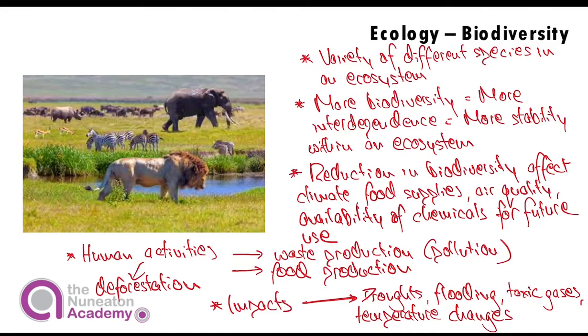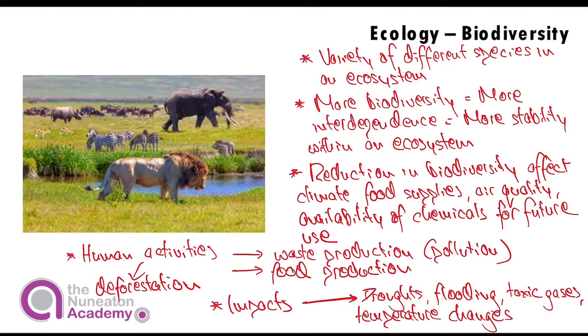Now, the reason why biodiversity is important is because if you have a greater variety of species within an ecosystem, there's more biodiversity, which means there is more interdependence in that ecosystem. So different organisms rely on lots of other organisms for resources required for survival.